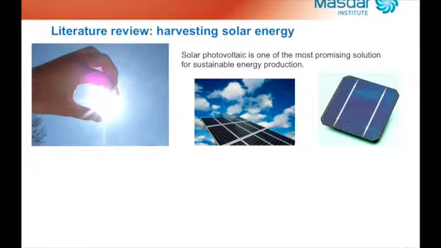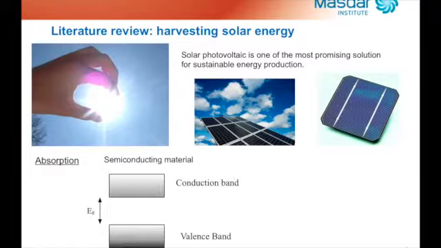So everybody knows that solar photovoltaics is one of the most promising solutions for sustainable energy production. However, there are still some key issues that need to be unlocked to actually obtain the maximum from this technology. And in order to push the limit of such a technology, it is important to understand the principle of operation of solar cells. So here we will focus on how different photons are absorbed by solar cells.